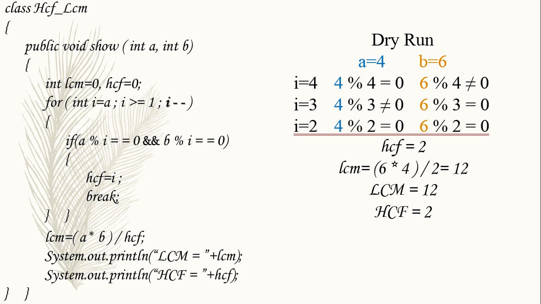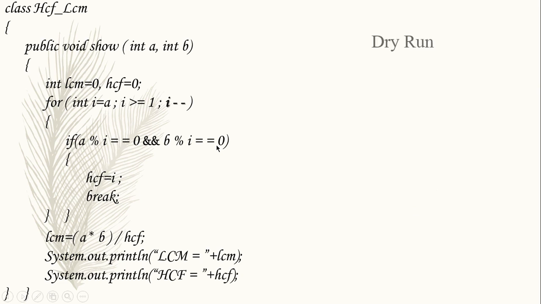Okay. So you remember just now I told that it doesn't matter if I take the initial value as a or b. So let us change the value and see. So now we take the value of a as 6 and b as 4. So we have changed the value. So let us see if it supports or not.